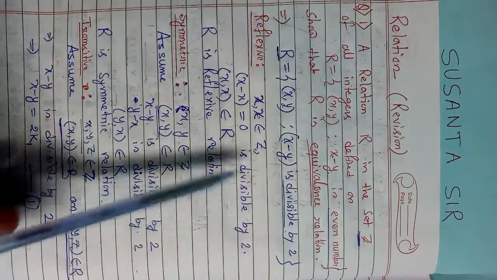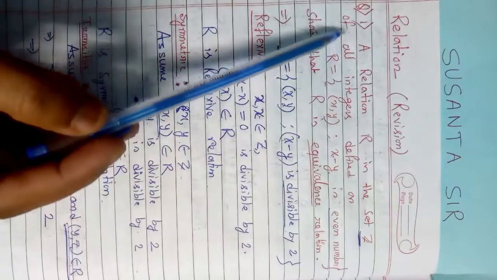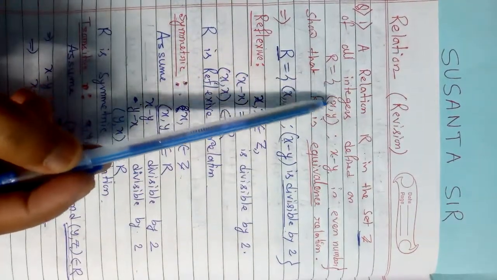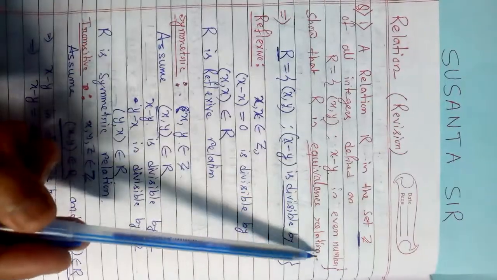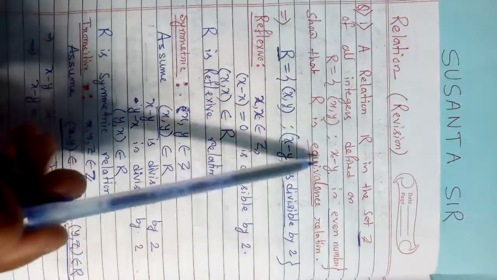Okay, how to show a relation is an equivalence relation. A relation R in the set Z of all integers is defined as R = {(x, y) : x minus y is an even number}. Even number means divisible by 2. And you have to show that this relation R is an equivalence relation.